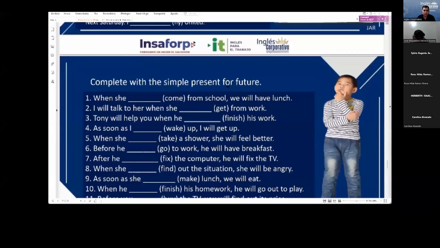Okay, the next. I will talk to her when she gets. No, to her. When she... My dear niñitos, this is simple present for future. Simple present, solo ponen el verbo. When she gets from work. Tony will help you when he finishes his work.